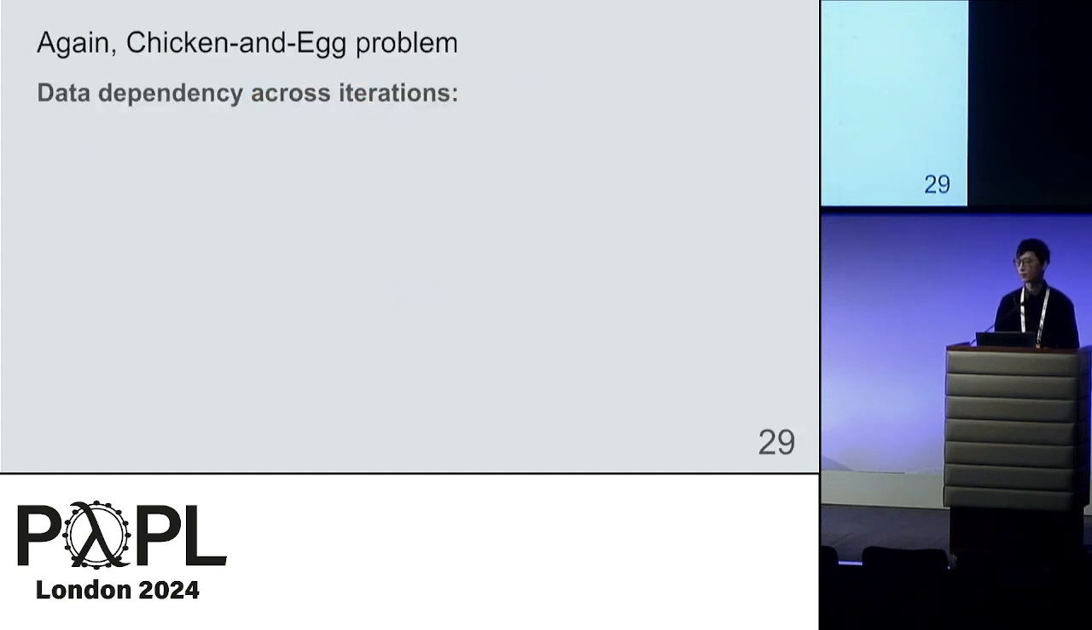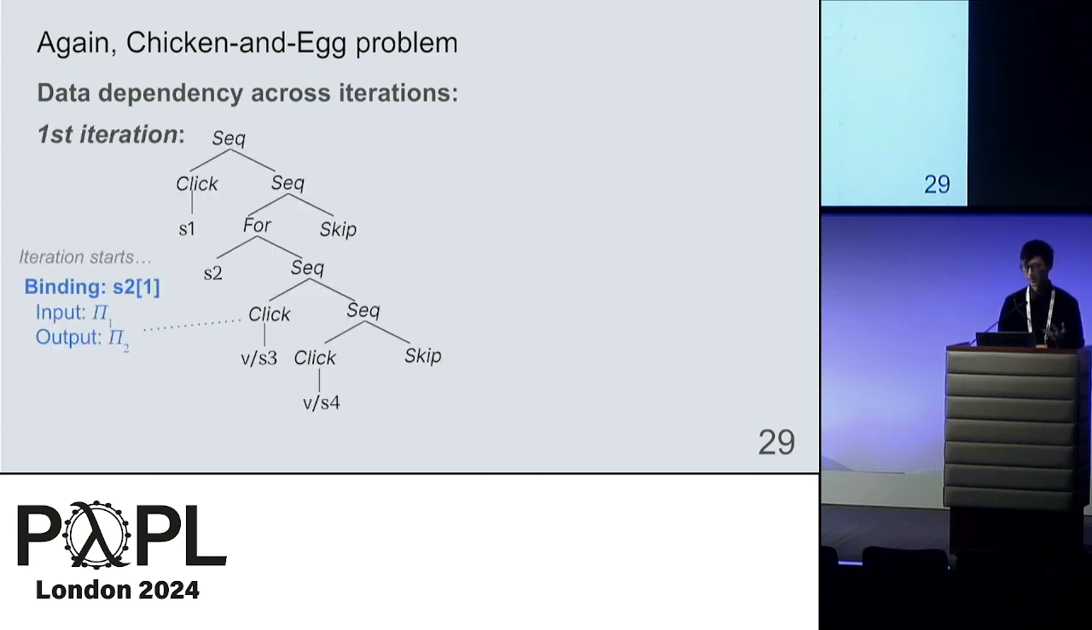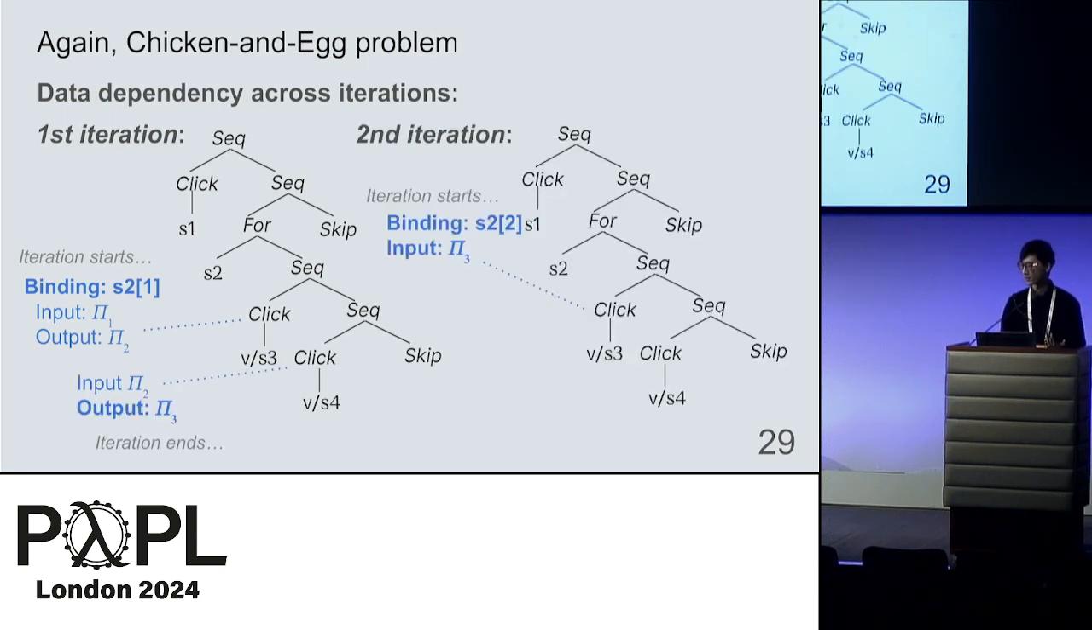Therefore, when we are evaluating programs with local variables in this domain, in other words, the loop procedure, we may again have the chicken and egg problem. So let me put up the previous program from the last slide again. When we are evaluating the loop, when the first iteration starts, we will start on some input web page pi1 with a binding of the local loop variable to the first item of the list. After the first iteration, we'll get some web page pi3, and when the second iteration starts, we will continue on pi3 with a new binding.